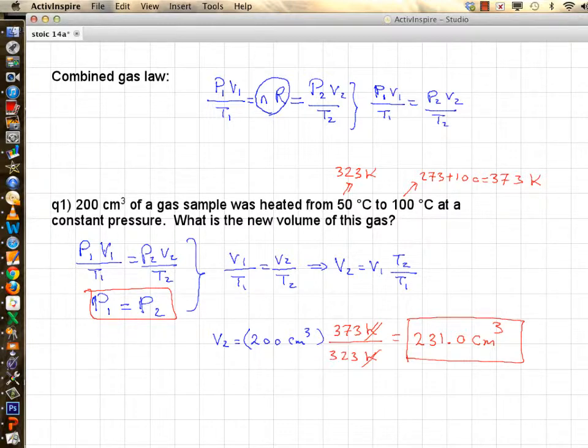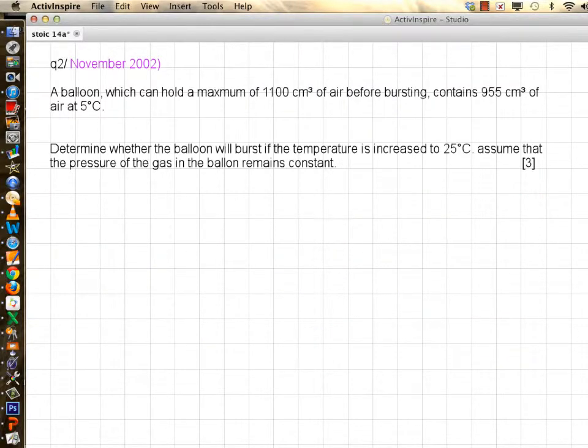Now let's solve another problem. This problem was given in November of 2002. A balloon which can hold a maximum of 1100 centimeter cube of air before bursting contains 955 at 5 degrees Celsius. Determine if the balloon is going to burst as temperature has increased to 25. Assume the pressures are held constant, like the problem before.